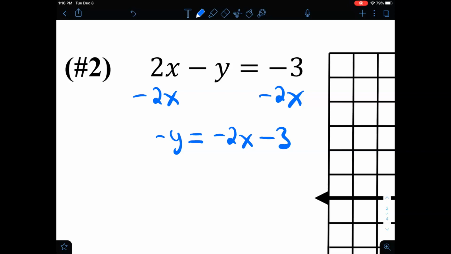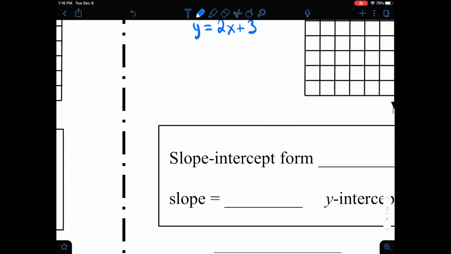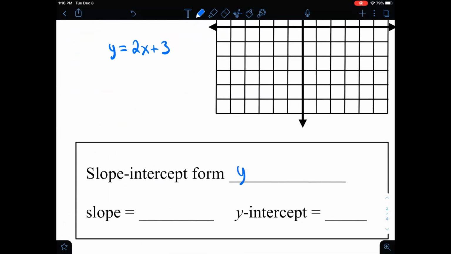Now, is y by itself? Well, it kind of is, but we have that negative in front. We have a -1y. How do we get rid of that -1 in front of the y? We're going to divide both sides by -1. You could also multiply both sides by -1. You just have to make sure you multiply everything by -1. But I like to divide, makes it easier. So -2x divided by -1 is going to be positive 2x. And -3 divided by -1 is going to be positive 3. So now we're in slope-intercept form. We got y by itself. Y equals 2x plus 3.